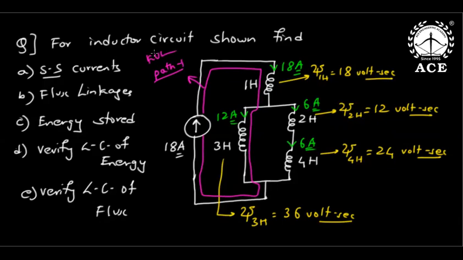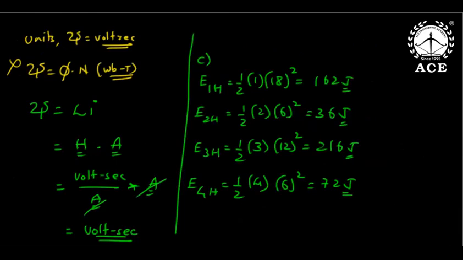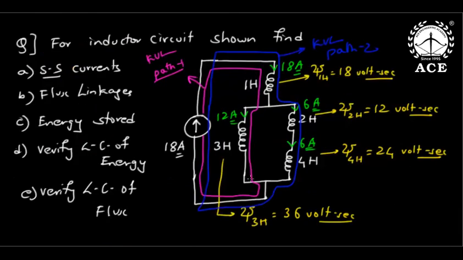Then I can also take this blue color as path 2, which is KVL path 2. So pink color and blue color, you can take anything. Now if I take the pink color path 1 first, what are the inductors coming in path 1? See, 1 Henry and 3 Henry.